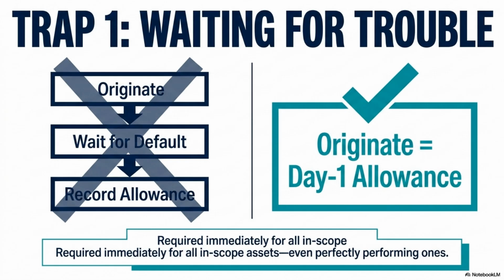The moment a receivable or loan is recorded, even a current, perfectly performing one, the allowance calculation must run. There is no waiting period. Every in-scope financial asset requires an allowance from the very first day it appears on the books.